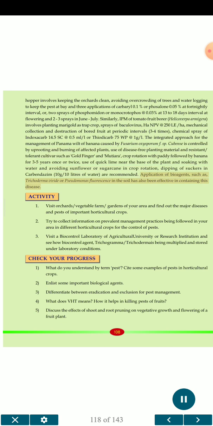Application of bioagents such as Trichoderma viride or Pseudomonas fluorescens in the soil has also been effective in containing this disease. Activity 1.